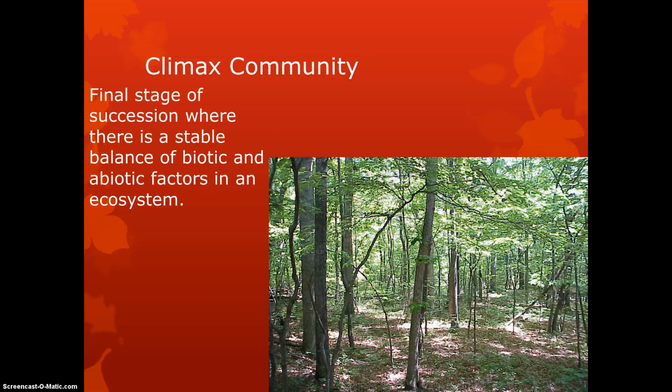The final stage of succession is called our climax community. This is where everything is stable. All the biotic and abiotic factors in the ecosystem are left, and we have very little change over a long period of time. Here you can see a forest community.